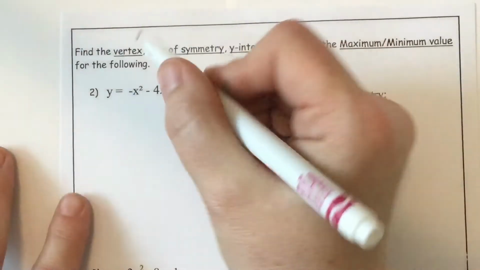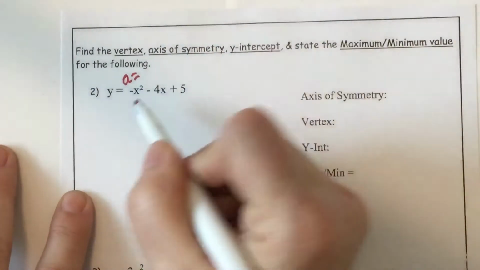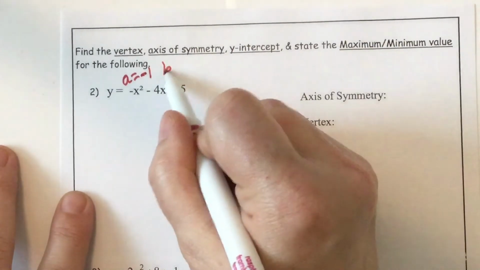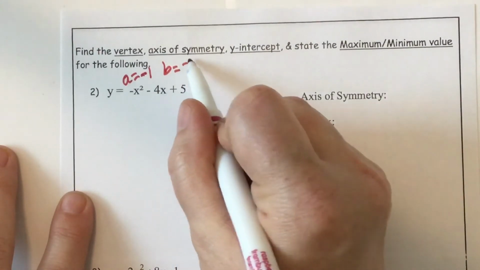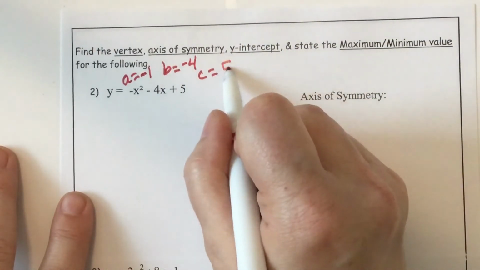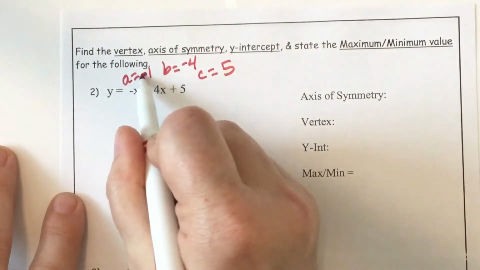First, let's identify A. Do you know who A is? It's -1. Do you know who B is? It's -4. Do you know who C is? It's +5.